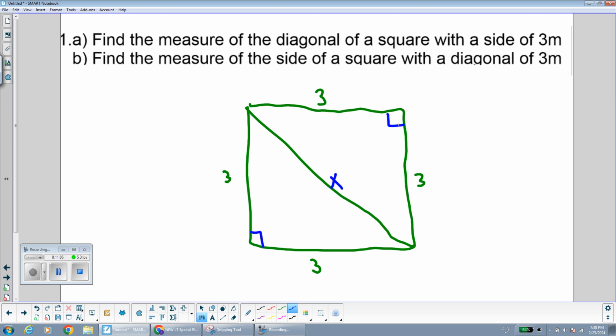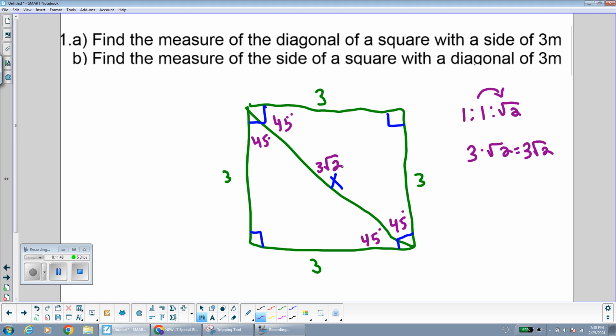So in a square, we know that there are 90-degree angles in the corners. And we know that the diagonal of a square bisects the angle because a square also has the properties of rhombuses. So these are all 45-degree angles. So what we have here are two 45, 45, 90 triangles. And we need to find the biggest side, the side opposite from the 90-degree angle. We already have the legs, which are 3. So to get from the legs to the hypotenuse, we're just going to multiply by radical 2. So the length of the diagonal is 3 radical 2.